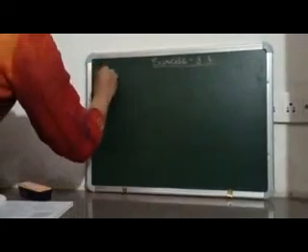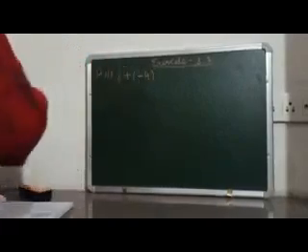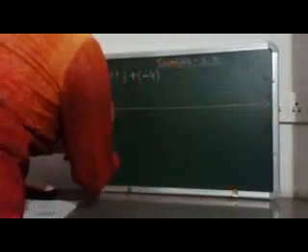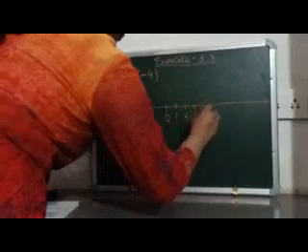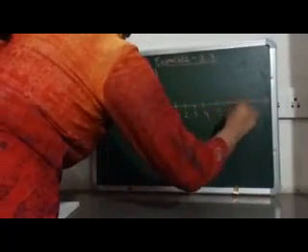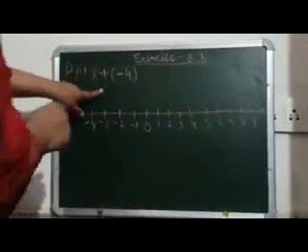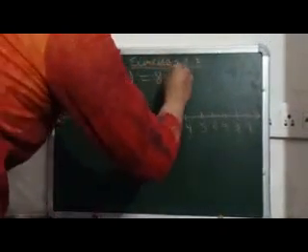Now come to the exercise. First question. Add using number line. Its first part, 8 plus minus 4. So this we have to add, but we have to use the number line. So first of all we will draw the number line. 0. Now this can be written as 8 plus, and plus and minus will give us minus 4.